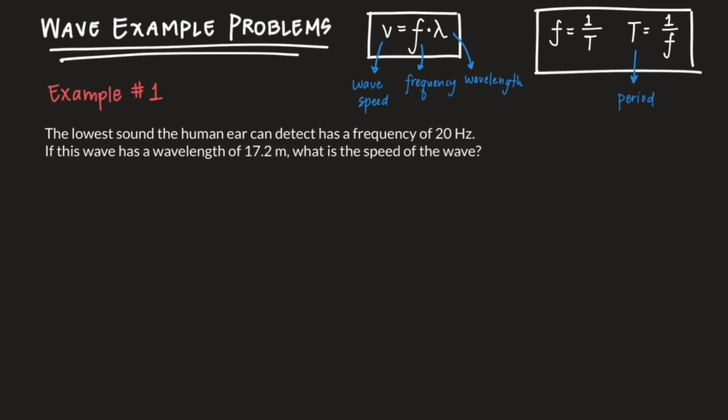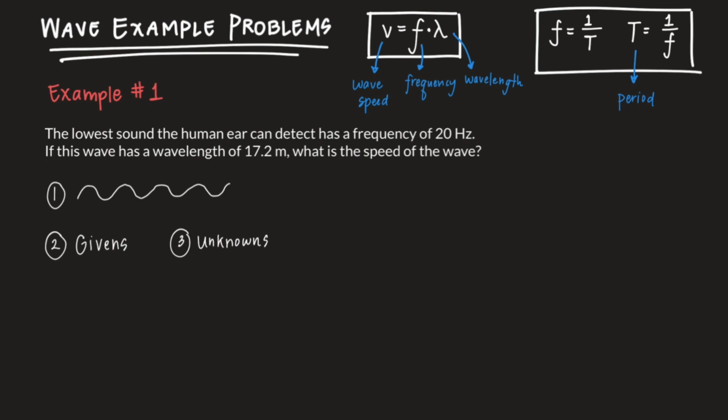So here is example 1. You can go ahead and copy this into your notes. The lowest sound the human ear can detect has a frequency of 20 hertz. If this wave has a wavelength of 17.2 meters, what is the speed of the wave? So first up, we want to draw a little sketch here of our wave. Sound waves look the same as all other types of waves, so there's our wave.